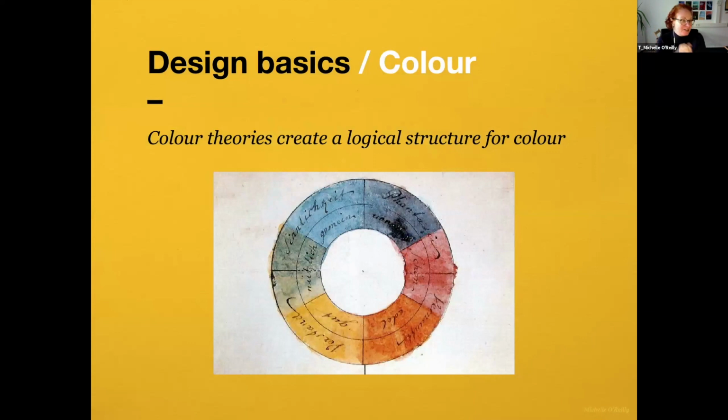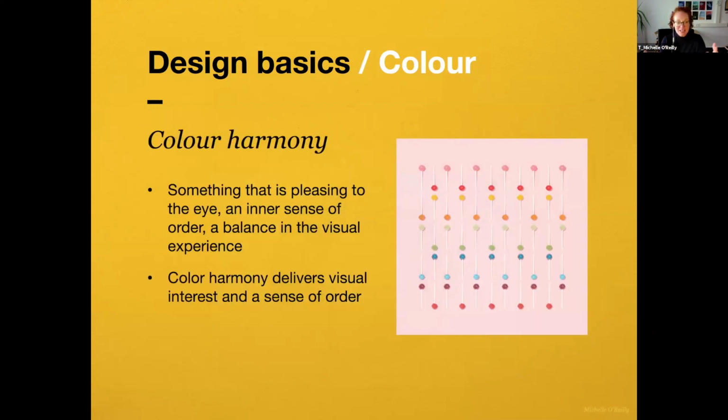Let's move on to color. So color theory, we won't go too much into this, but color theory basically creates a logical structure for color. And when we talk about color harmony, color harmony really is something that's pleasing to the eye. So we've got this crazy sort of lollipop graphic here to the right, but somehow it works because there's an order, there's a balance in the visual experience, and it delivers visual interest and a sense of order.